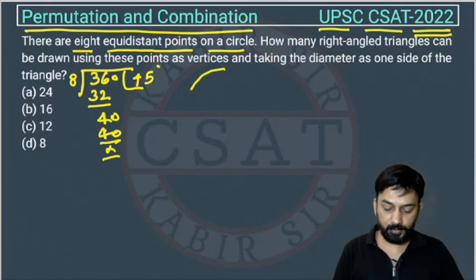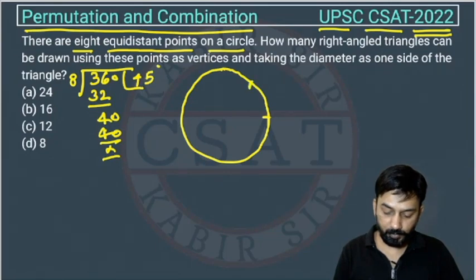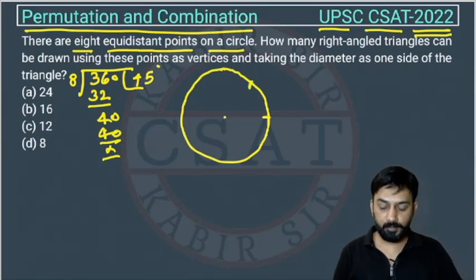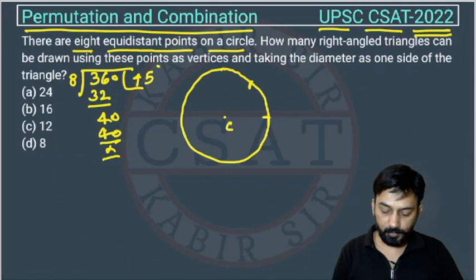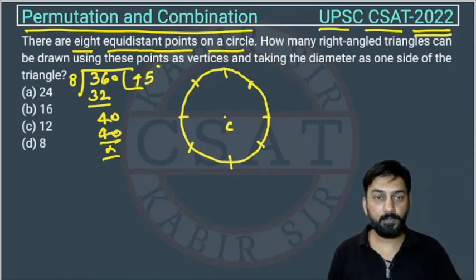So suppose this is a circle, right? So suppose the first point is here, then the second point will be, because this is the center of circle, right? So the first point is here, second will be here after 45 degree, the third will be here, the fourth will be here, and the fifth will be here, then similarly sixth, 7 and 8th, right? So there are 8 equidistant points.